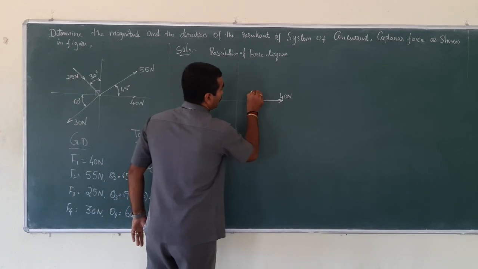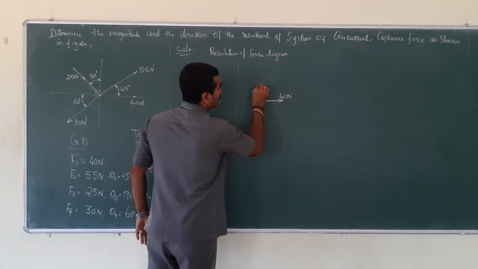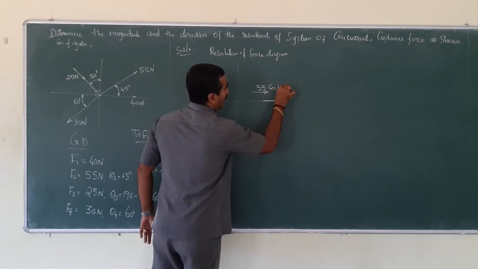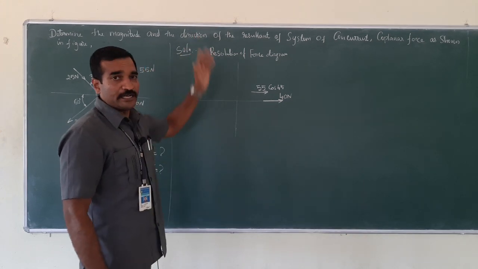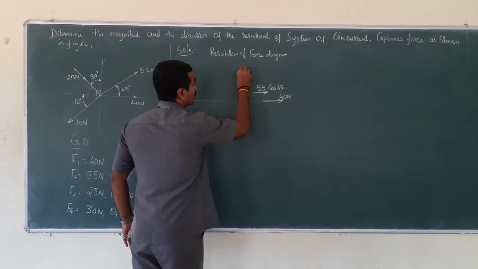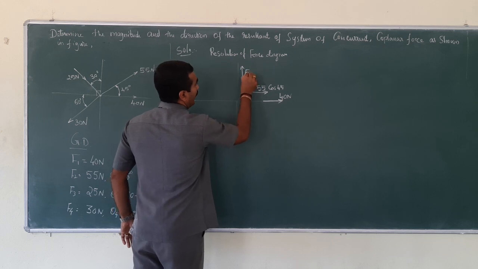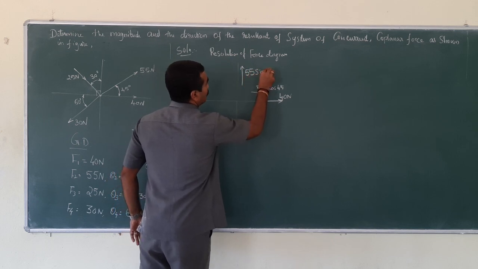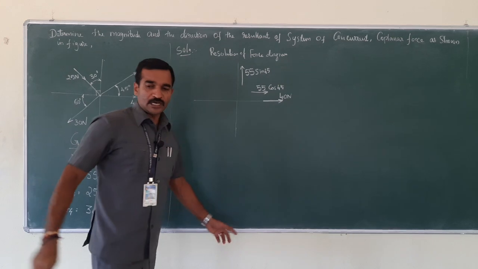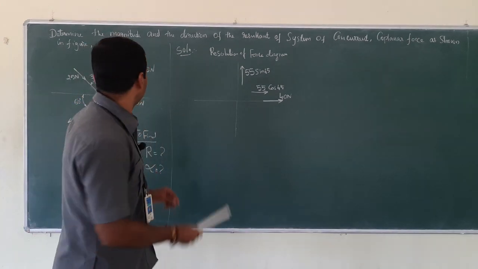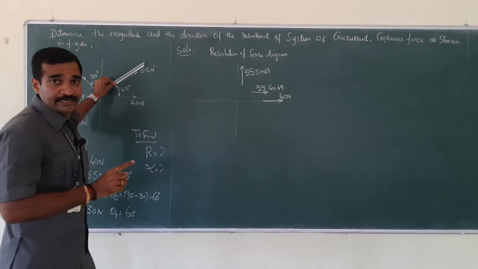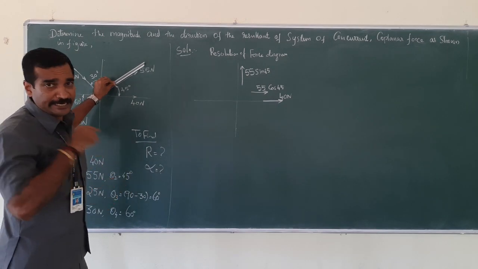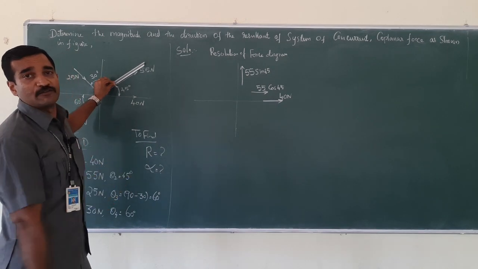So, this could be 55 cos 45 degree, and its corresponding vertical component as 55 sine 45. So, how can this be done? Look at here. This is the force which is acting here. You need to consider the nearest horizontal and nearest vertical force.